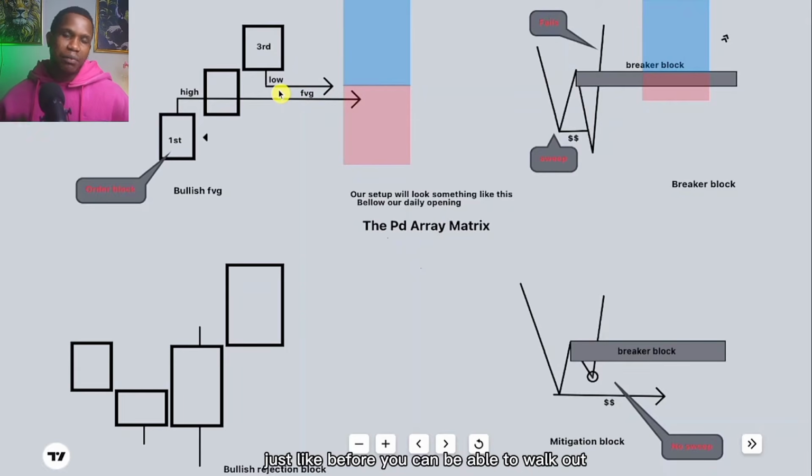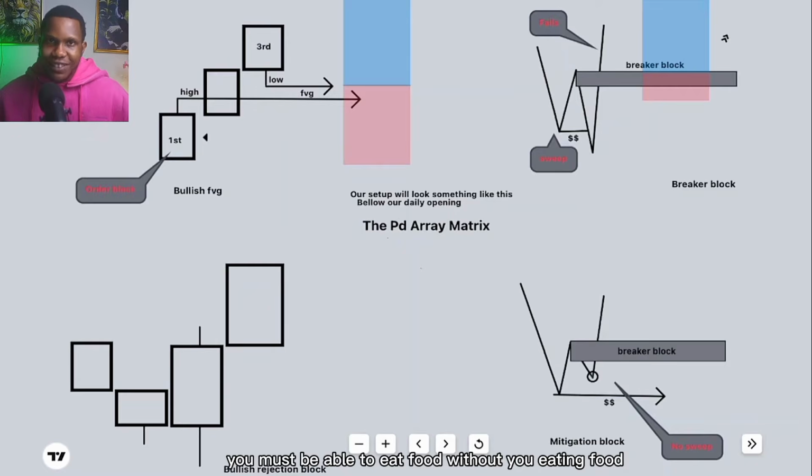Just like before you can work out for the day and go to work, you must be able to eat food. Without you eating food, you fail. As without fair value gap, our trades will fail.